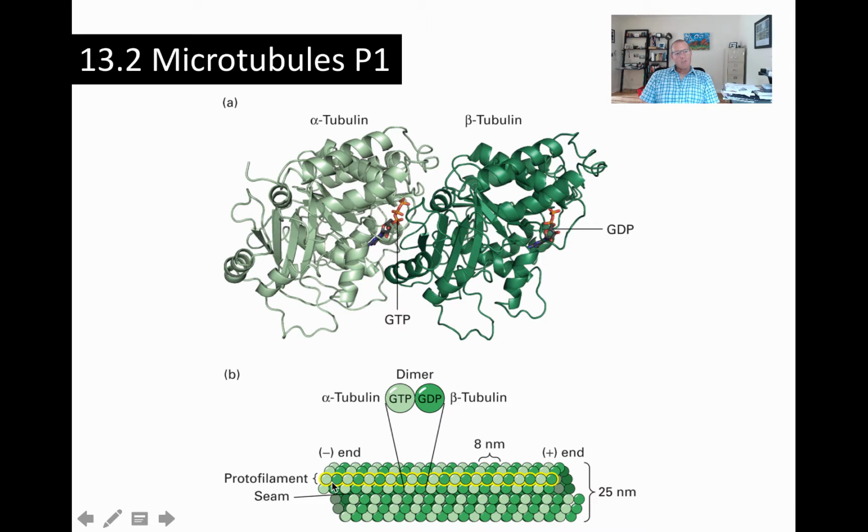These dimers are associated non-covalently, so the dimer is really the functional subunit which is used to build the protofilament, and the protofilaments assemble to form the hollow microtubule. As you notice, there is a negative end and there's a positive end, and so this microtubule has some polarity, and we'll look at the polarity in the cell right now.